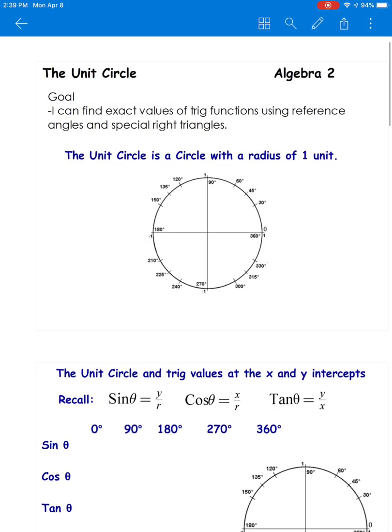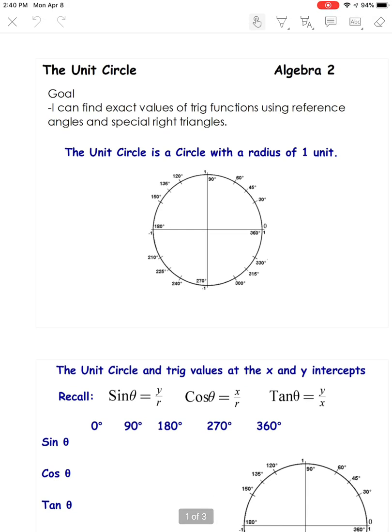Okay, so to piggyback off of the special right triangles, we lead into what's called the unit circle. We're going to find exact values of trig functions using reference angles and special right triangles, but we're going to fit them all on this unit circle. The idea behind the unit circle is that you have a circle with a radius of 1. So now all these distances out to 0, 360 is 1.